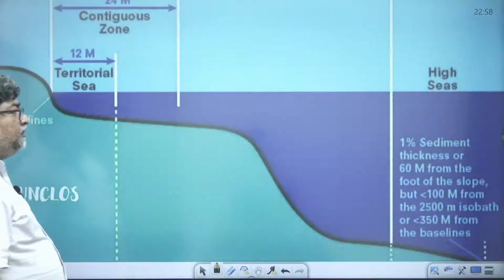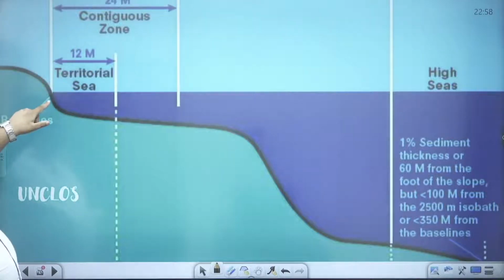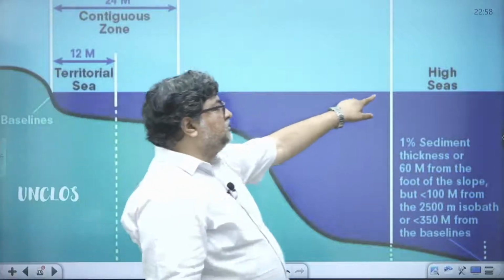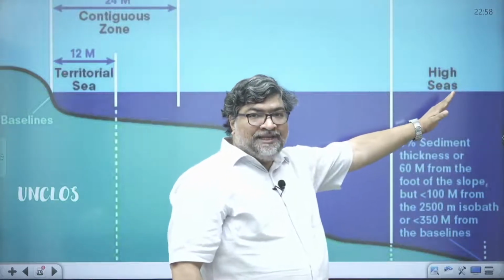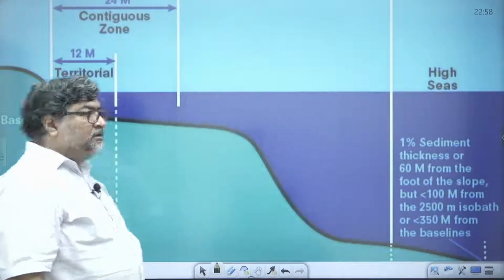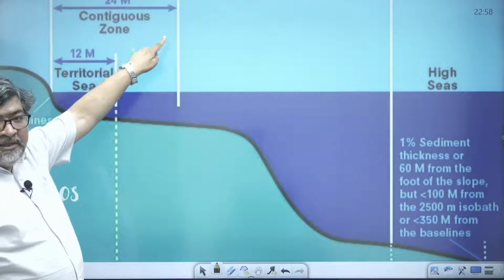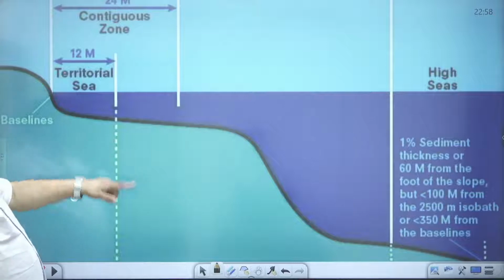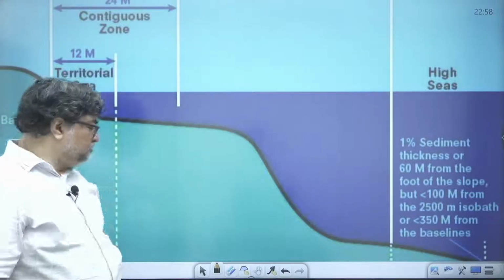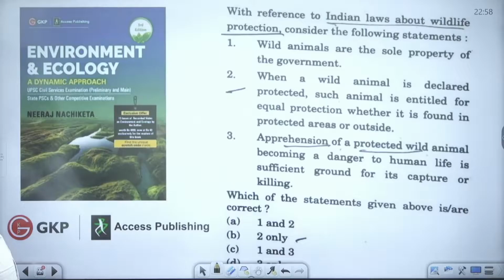If you see here, there is the territorial water. There is a baseline, 12 nautical miles. And from the baseline up to 200 nautical miles is the exclusive economic zone, EEZ. After 200 nautical miles, it's called the high sea or open sea. The country's sovereignty exists here. Then from the baseline up to 24 miles is the contiguous zone, right? So here, in UNCLOS, this is how the demarcation is carried out. So the answer is 1, 2, 3, all of them.